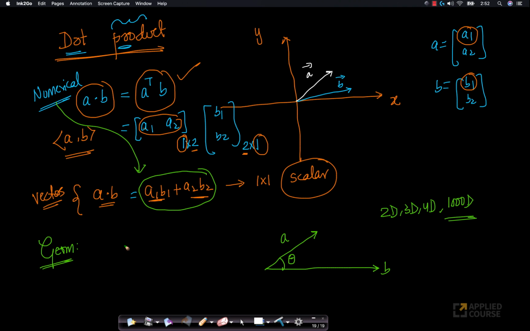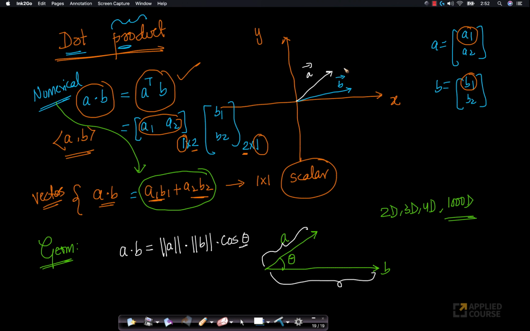An alternative definition of dot product is A dot B is equal to the length of vector A multiplied by the length of vector B, multiplied by the cos of theta, which is the angle between these two vectors.